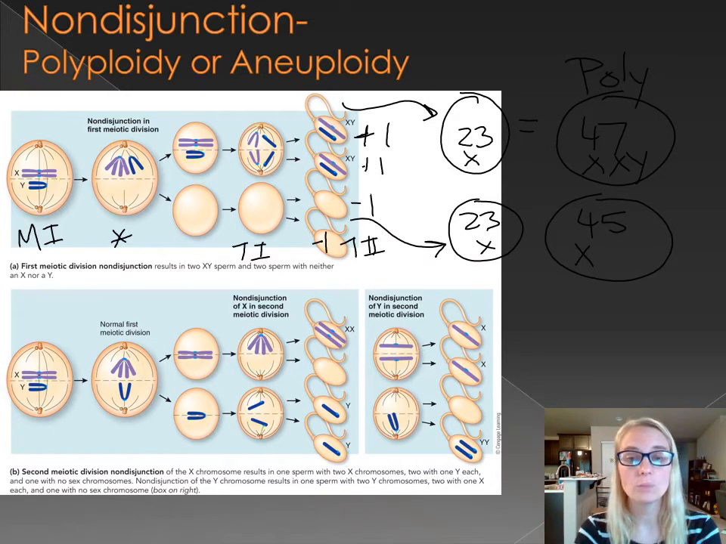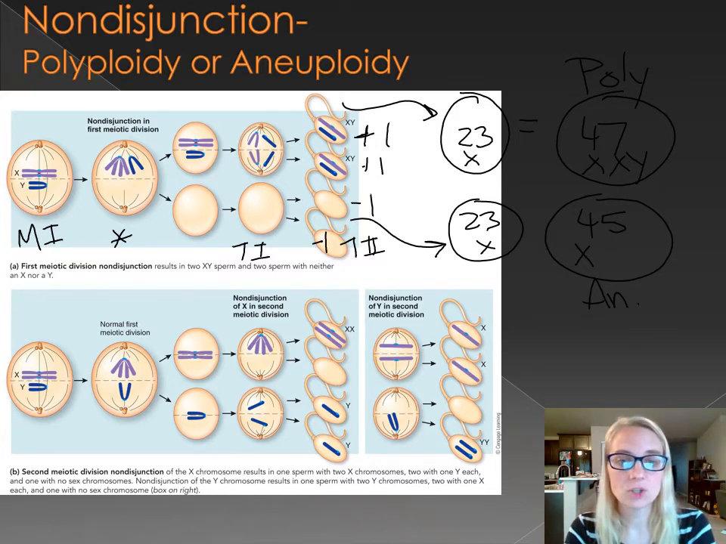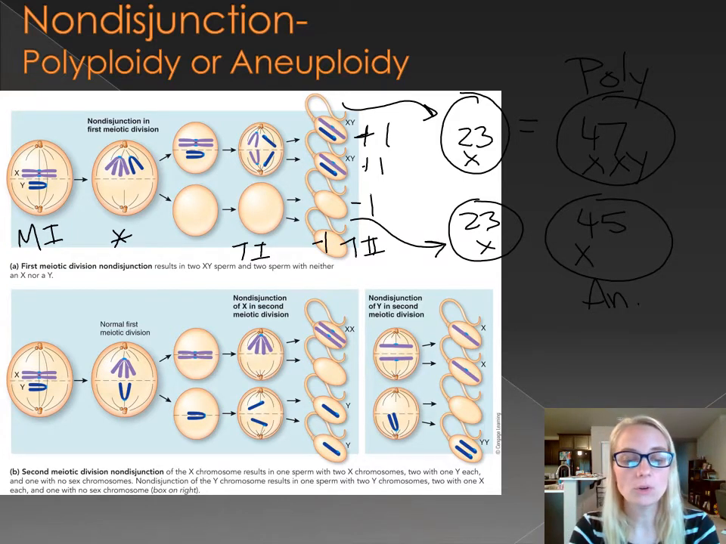Polyploidy is when you have too many sets, like diploid and haploid. Diploid is 2, haploid is 1 set. Poly is more than your normal number, and aneuploidy is missing some. Now, you can get this non-disjunction happening at meiosis 1. You can also get it happening in meiosis 2.